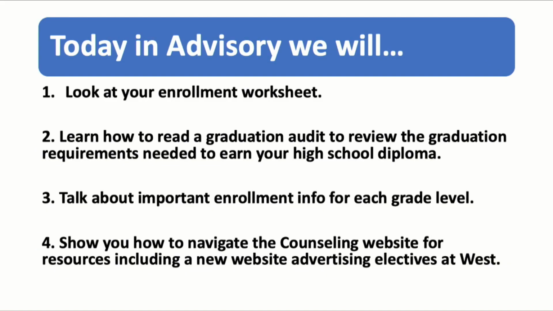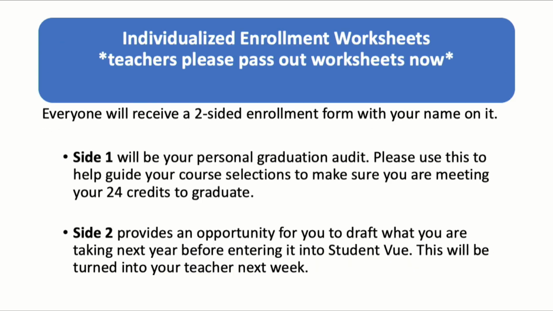Today in advisory, we will take a look at your enrollment worksheet. We're going to show you how to read your graduation audit to review your graduation requirements that will allow you to earn your high school diploma. We're going to talk about some important enrollment information by grade level, and then we're going to look at the Student Services website to show you where we have resources that would include our new advertising for electives that we have at Olathe West.